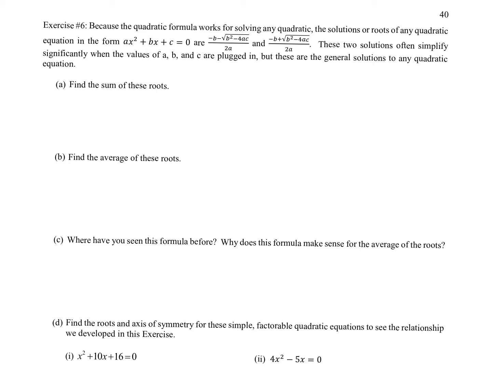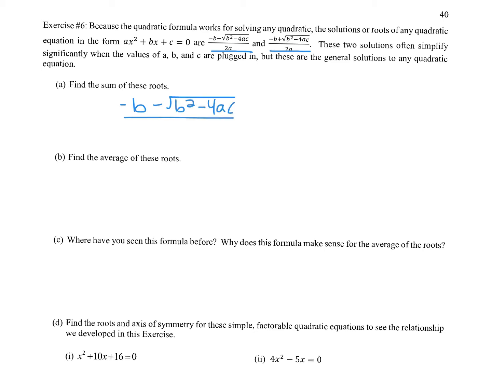This part of the lesson is going to take the two answers from the quadratic formula, which are negative b minus the square root of b squared minus 4ac over 2a, and negative b plus the square root of b squared minus 4ac over 2a. We are going to add them together and look for a reason behind one of our formulas. So I'm going to write them here. We're going to find the sum of these two roots.